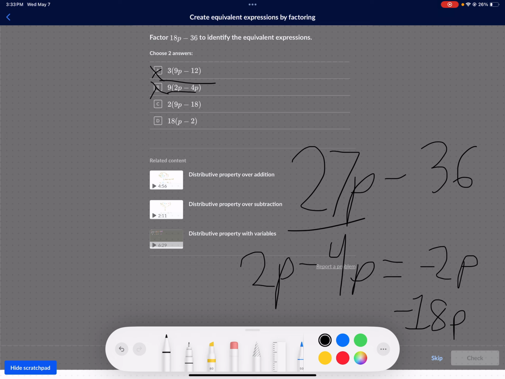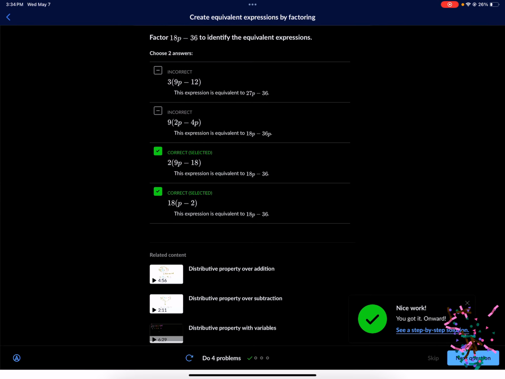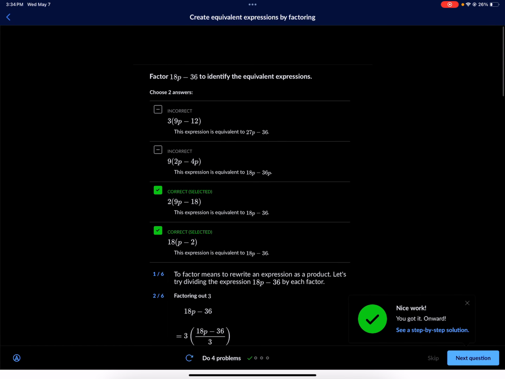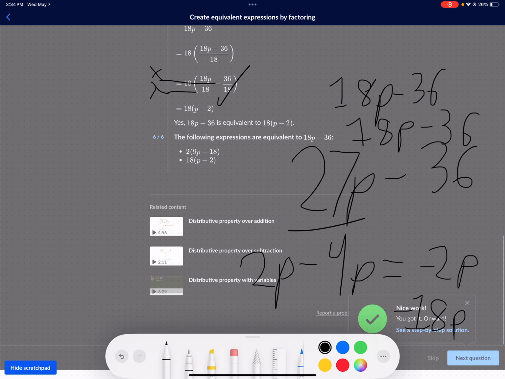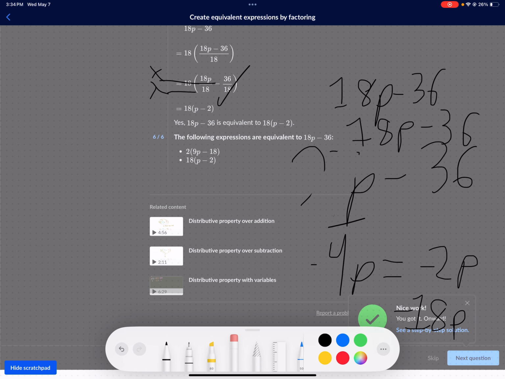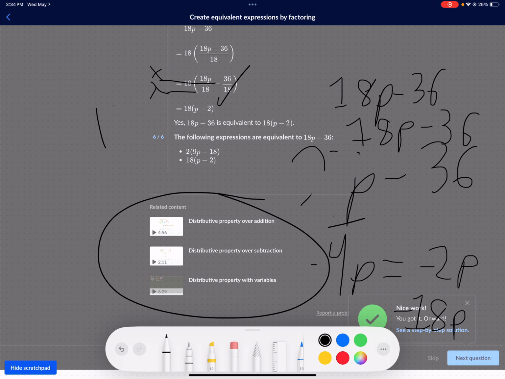Choice C. Well, there are 2 answers here, so we know these are correct, but I will just confirm that they are correct. Choice C, 2 times 9p minus 18. We have 18p over here minus 36, so this is correct. And then 18 times p minus 2, so 18p minus 36. So C and D are our answers here. If you got that right, good job. If you didn't, here are the videos, and happy studying.